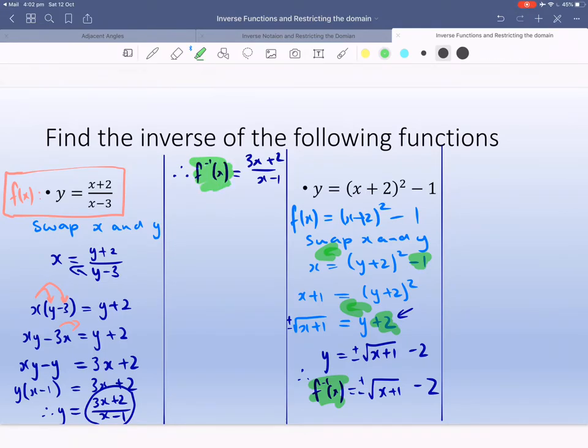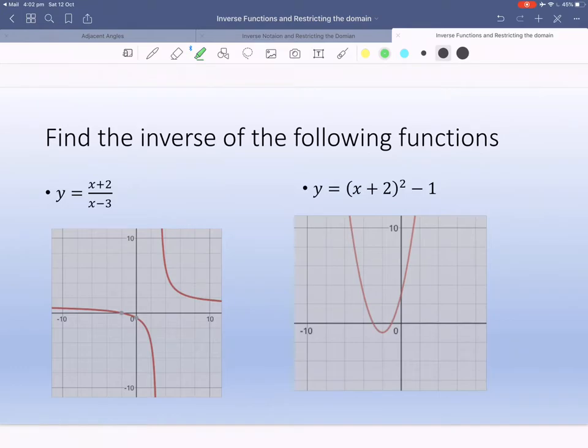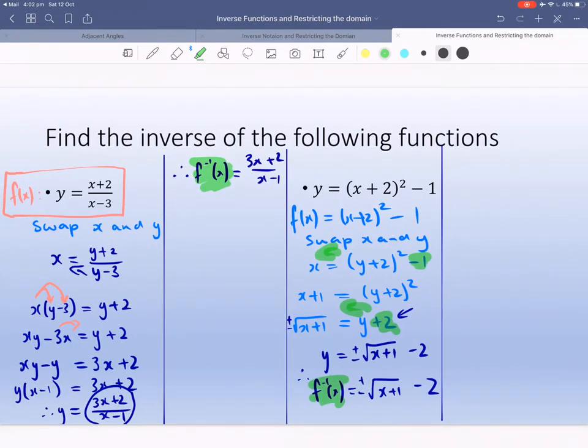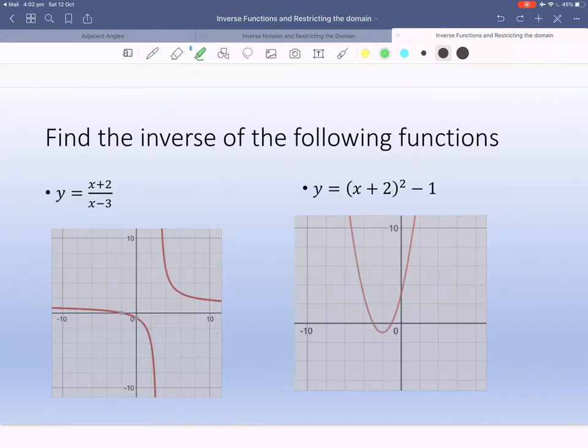There was a second part to it, and we looked at this last time, and it's restricting the domain. So if I look at these functions, this is the same question. This is the drawing of them, okay? Now this one's interesting. If I reflect it along the y equals x axis, it's going to be a function as well. It's going to look something very similar to that.